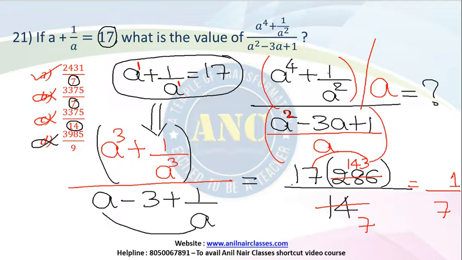The one important learning in this question is whenever a plus 1 by a is equal to k, a cube plus 1 by a cube will always be equal to k cube minus 3k, and if you know that property, then this question can be solved in the easiest format. And I am repeating once again, this is one of the favorite questions in SSC CGL examination.